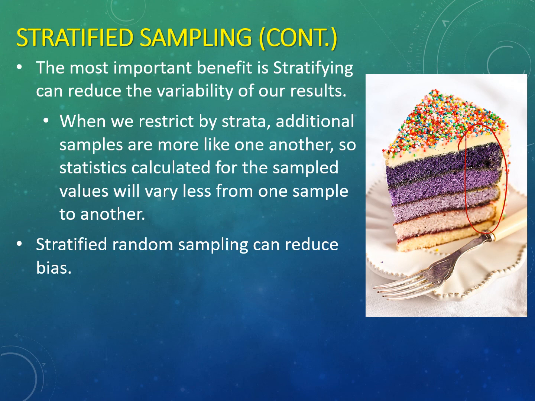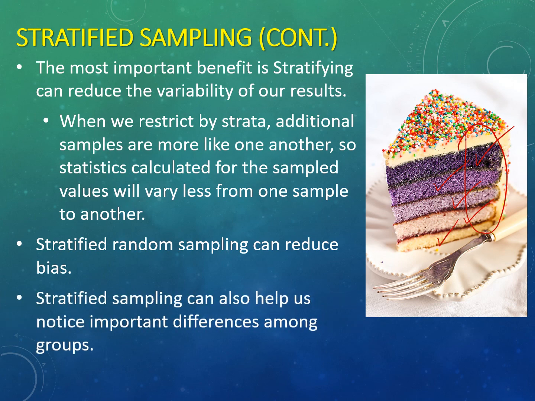Okay? In reducing variability, it's also going to reduce bias, because again, you're ensuring that this group is represented, that group is represented. Each group is represented in your sample. It can also help us notice differences between the groups, because we might say, let's say this is the group of seniors. The seniors have more problems with attendance versus the freshmen who have more problems with behavior. So you might be able to see a distinction arise between those once they are broken down into the groups.